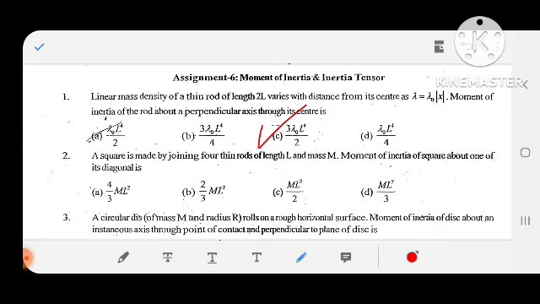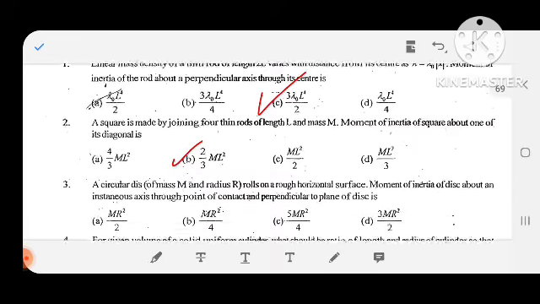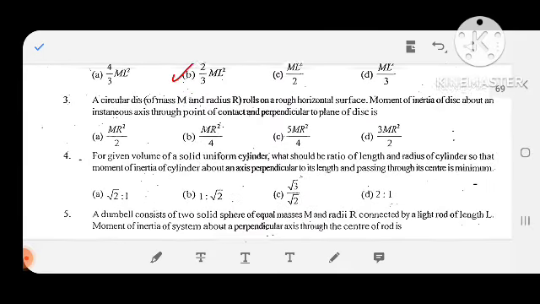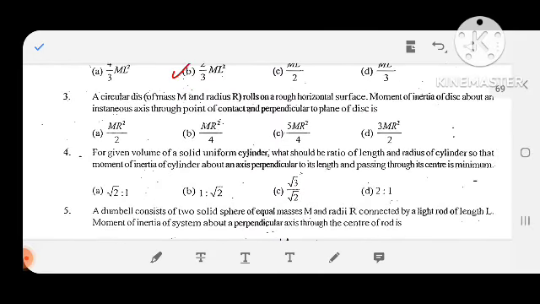A square is made by joining 4 thin rods of length L and mass m. Moment of the inertia of the square about one of its diagonals is 2/3 ml². A circular disc rolls on a rough horizontal surface. Moment of the inertia of the disc about an instantaneous axis through the point of contact and perpendicular to the plane of the disc is 3mr²/2.